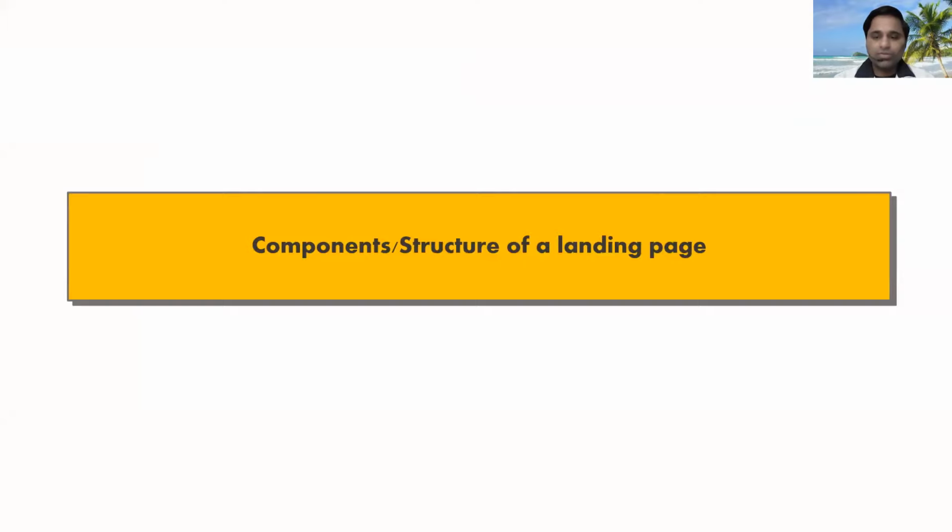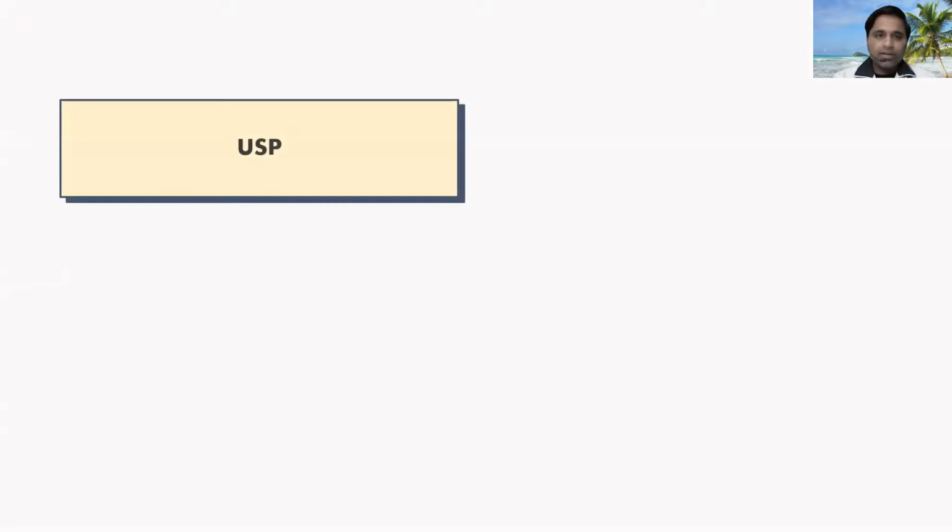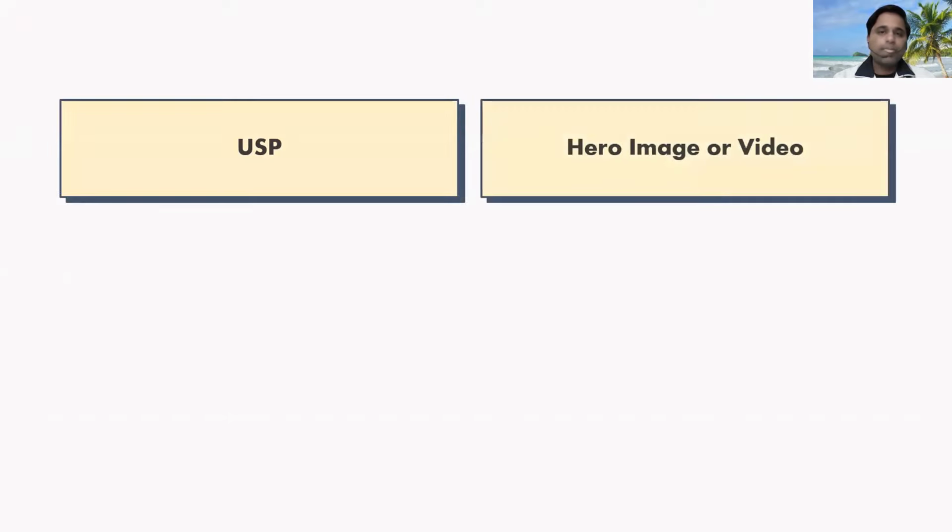Okay, so now what are the components or structure of a landing page? What are the various components of it? How is a landing page made? These are the structure, or the building blocks, of a landing page. You have a USP or unique selling proposition, a hero image or a video.